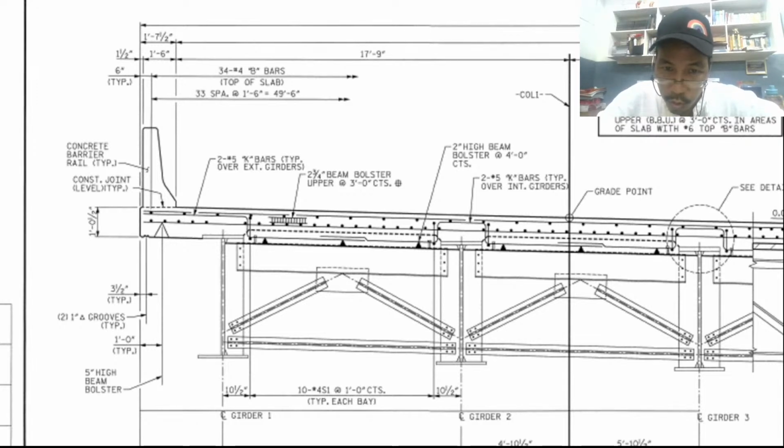Okay, and this is one details of that. So 2, number 5. So what is the dimension of number 5? We have a table. What is the diameter of number 5 reinforcing bars? Okay, so we have a table for that. So please look it up. What is the diameter of number 5 bars?